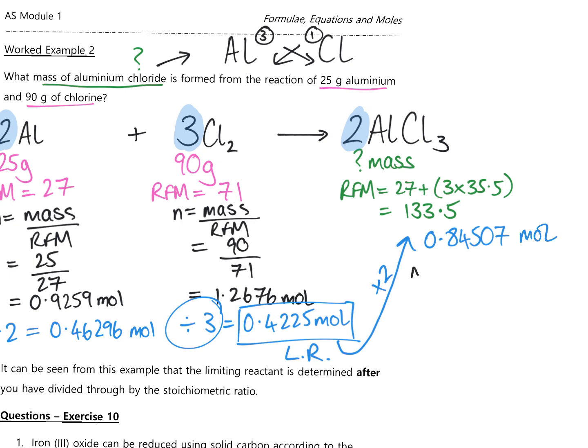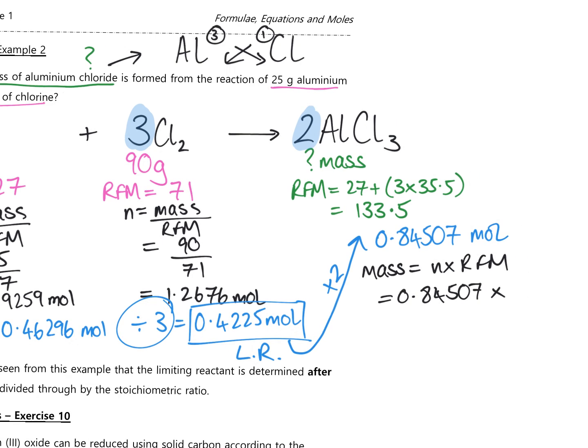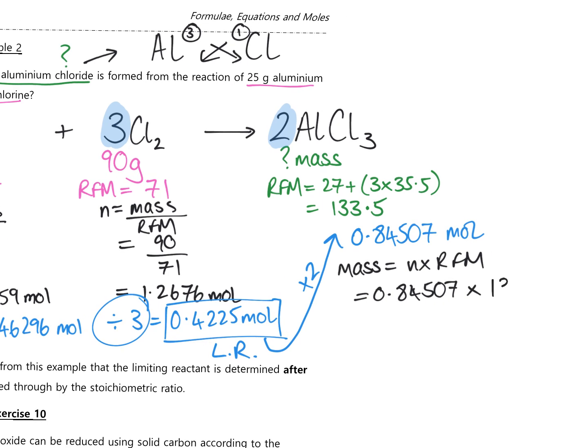And then it's just a case of doing mass equals N times RFM. So that is your 0.84507 times by 133.5. And that should come out as, again, if we round it off to 1 decimal place, 112.8 grams. And make sure to always put your units at the end of your calculation. We're working out the mass. So remember, if we've used these equations as they are, then the mass will come out in grams.